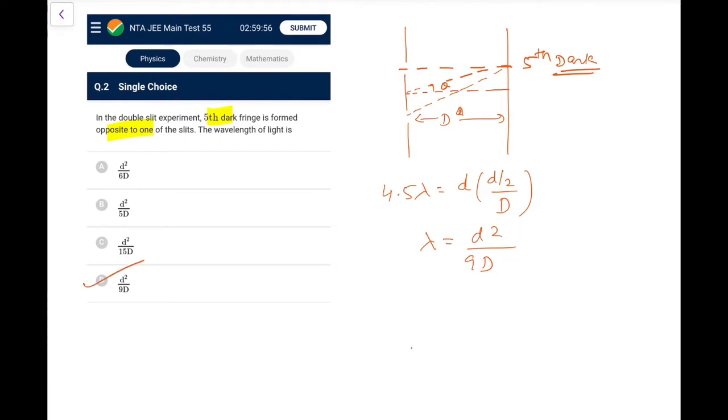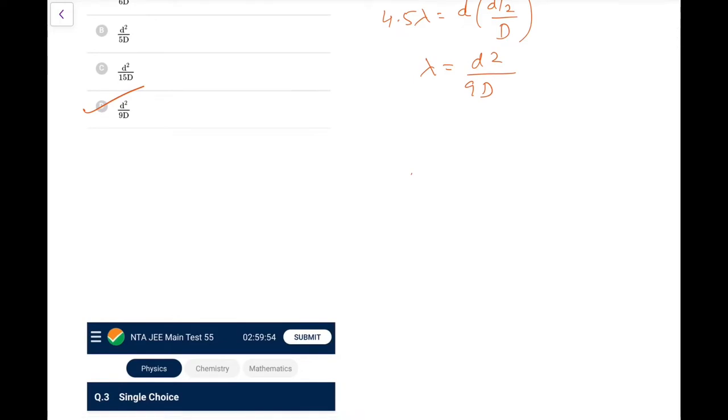I'm assuming D is much greater than small d, otherwise you have to take that hypotenuse formula, and that won't give the exact result that you are getting here. Next one. So this option is d.